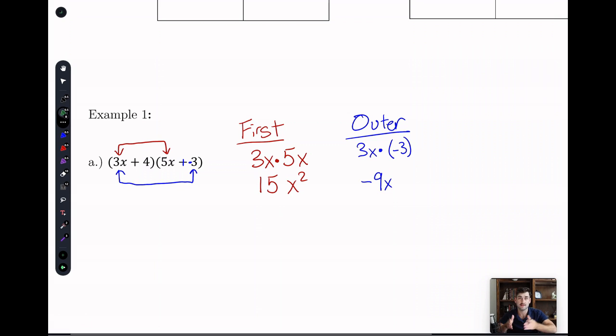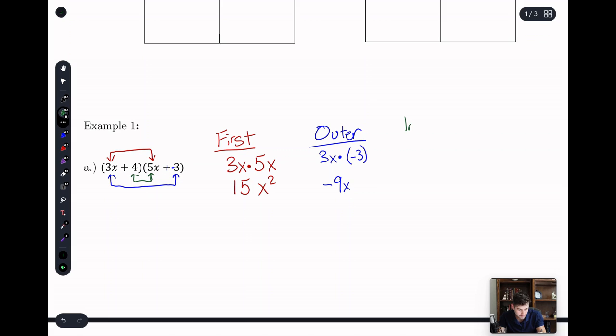So we got first, outer of the sandwich. Now we got the inner of the sandwich, FOIL. So now we go inner. I'll write it over here. Inner: 4 times 5x gives us 20x. If you don't like that, I'm sorry.